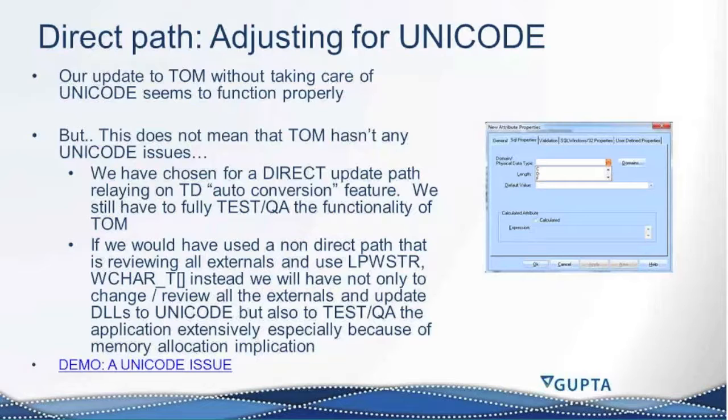As I said, we have chosen a direct path, relying on the TD auto-conversion feature. We still have to fully QA test the functionality of Tom. This is just a best practice. Whenever you upgrade or migrate your application, you have to do full testing and QA testing of all the functionality of your application to make sure everything is intact, nothing is broken, and everything works as it's supposed to work. So I did some testing and found some issues that were related to Unicode.